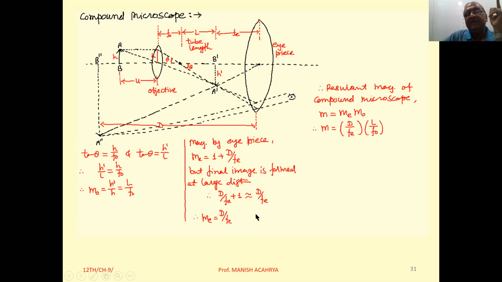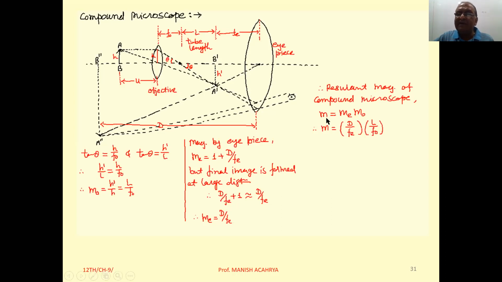Now we already discussed in the theory, for a lens system, the resultant magnification of the lens system is given by M1 into M2 into M3 up to MN. So here the magnification of this compound microscope we can give by M equal to MO, the magnification by the objective, into ME, the magnification by the eyepiece.